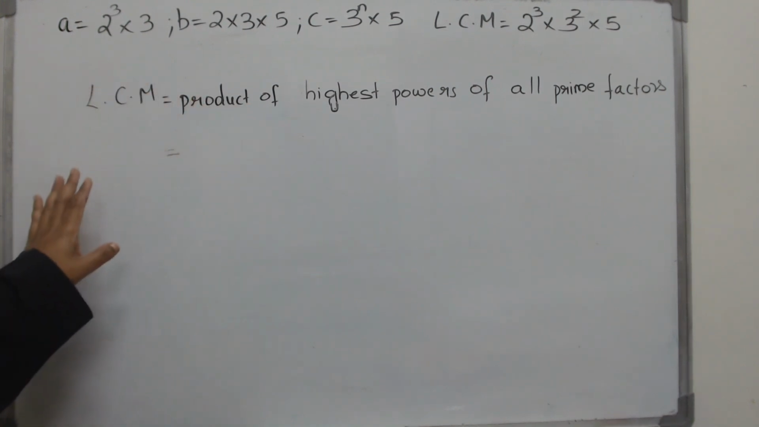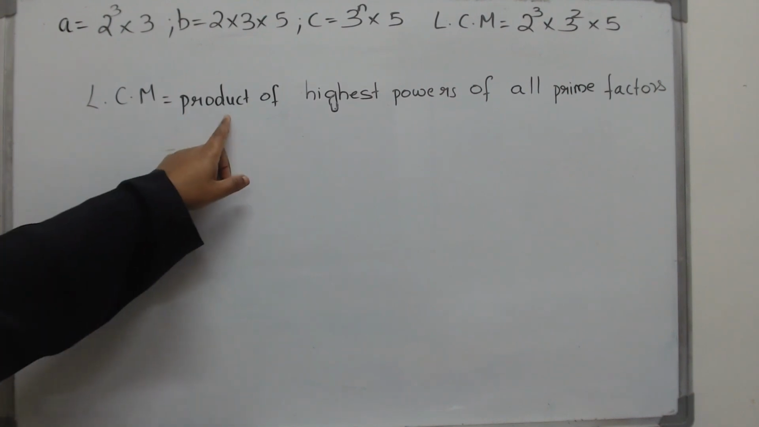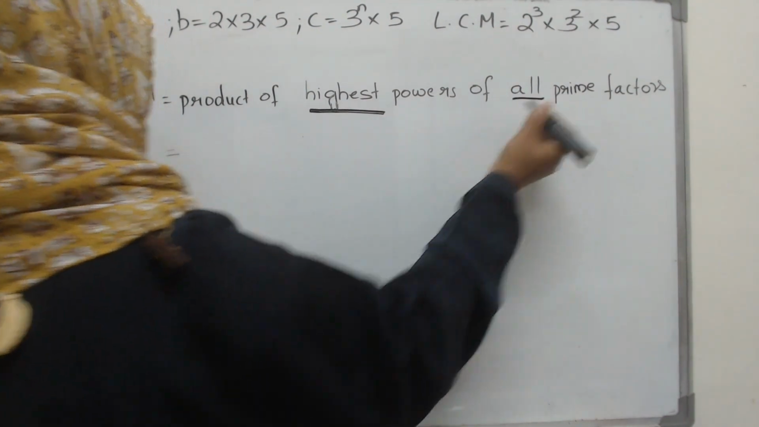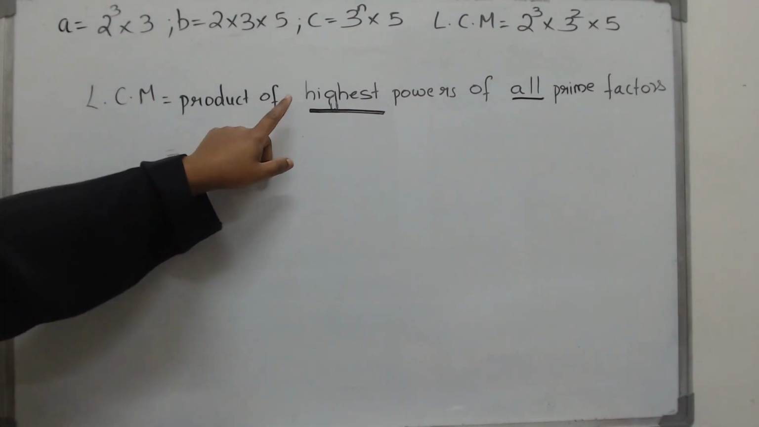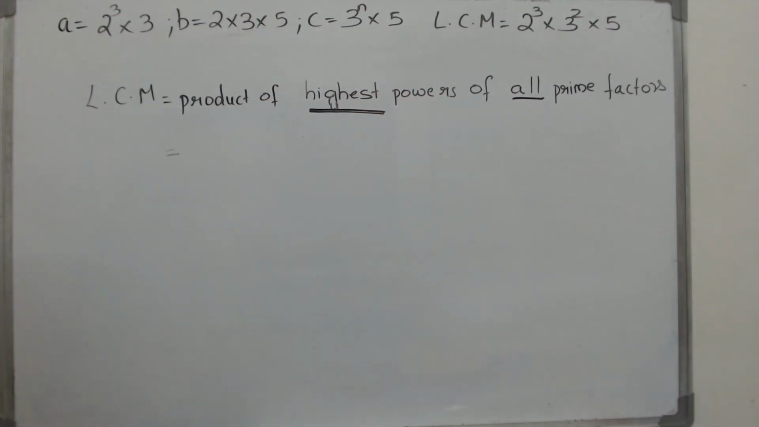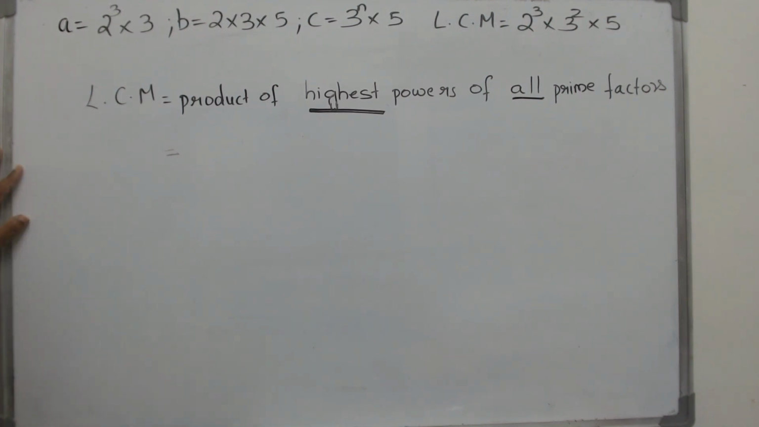Now here LCM is asked, but in case HCF is asked, how does this result change? It changes in these two places. Instead of the highest powers, you will go for the lowest powers, and instead of all prime factors, you need to worry only about common prime factors. Now shall we start solving the question?